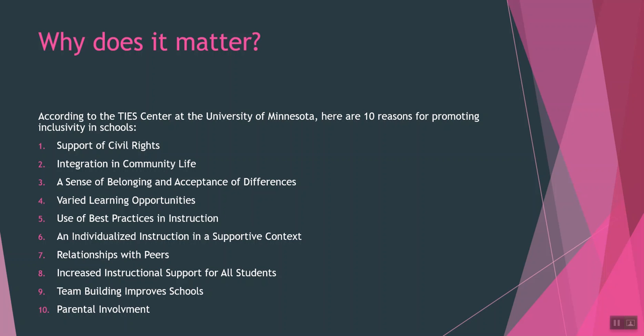Number 9, team building improves schools. This goes for both student team building and staff team building. It can include pep rallies, PBIS events, and teacher retreats or on-site teacher team building activities. At our school, we've developed a house system where students are divided into 4 houses. Each house is named by an encouraging word, such as tenacity or resilience.